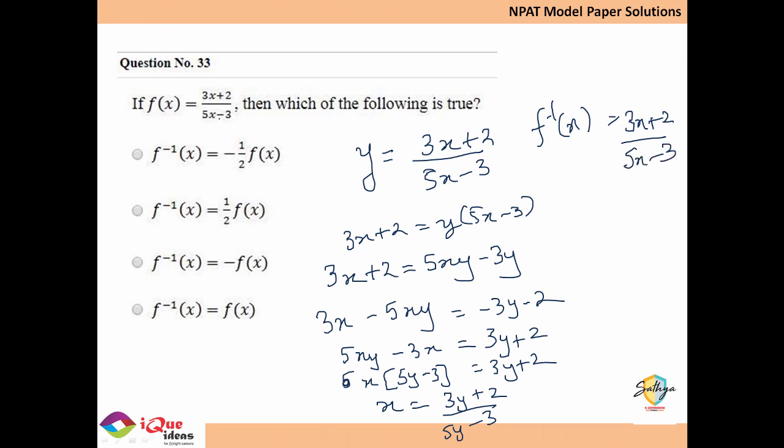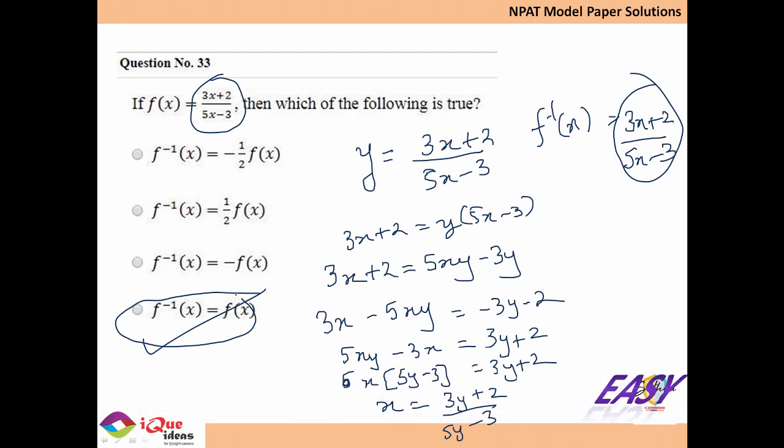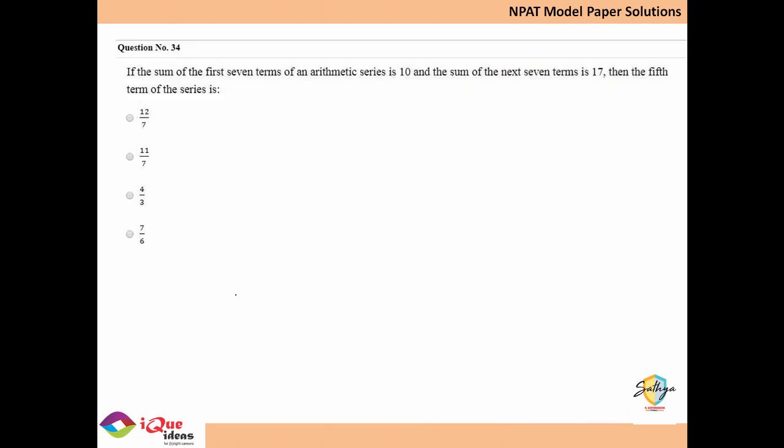But if you take a look at it, the value of f of x is exactly the same thing. So that simply means that f inverse of x and f of x are both the same. So just simplifying an expression, a very easy sum to solve. Next one. The sum of the first 7 terms of an arithmetic series is 10 and the next 7 terms is 17.